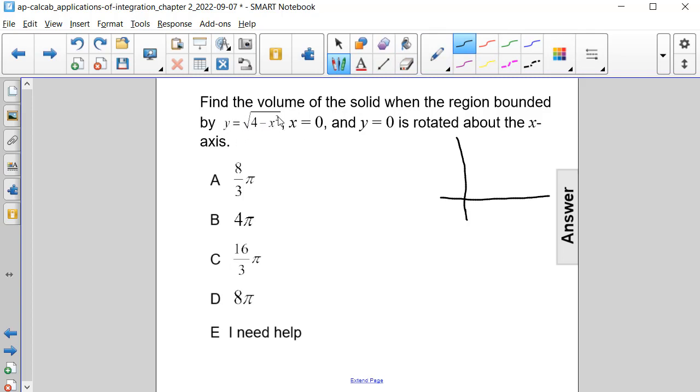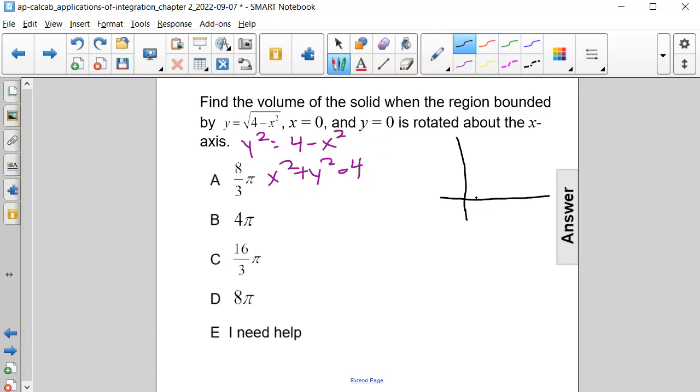So let's actually try to convert this into a form that we may be used to from prior math courses. So I'm going to square both sides. If I do that, I'll get that y squared is equal to 4 minus x squared. And if I add x squared to both sides, I get x squared plus y squared is equal to 4. Oh, this is a circle. So a circle that's centered at 0, 0 and has a radius of 2.